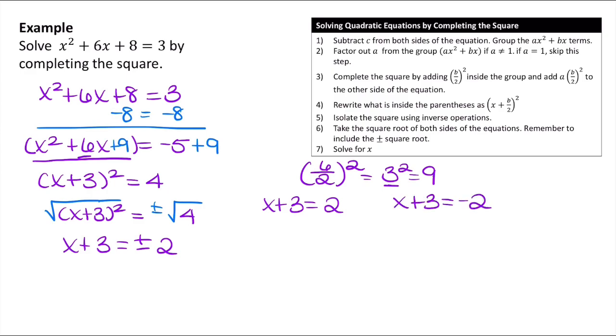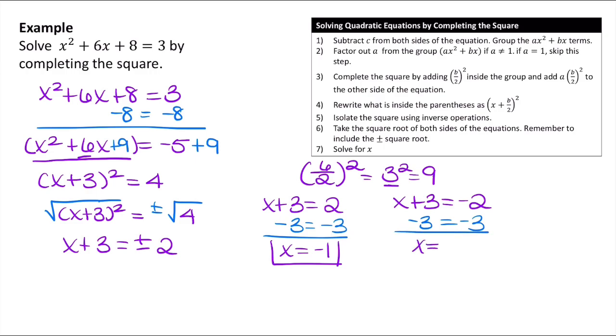So now let's work on solving these equations for x. So here I can subtract 3 from both sides. And when I subtract 3 from both sides, I get x equals negative 1. Now over here, I'm going to go ahead and subtract 3 from both sides. And when I do that, I get x equals negative 2 minus 3, which is negative 5. So x equals negative 1 and x equals negative 5 are my two solutions.